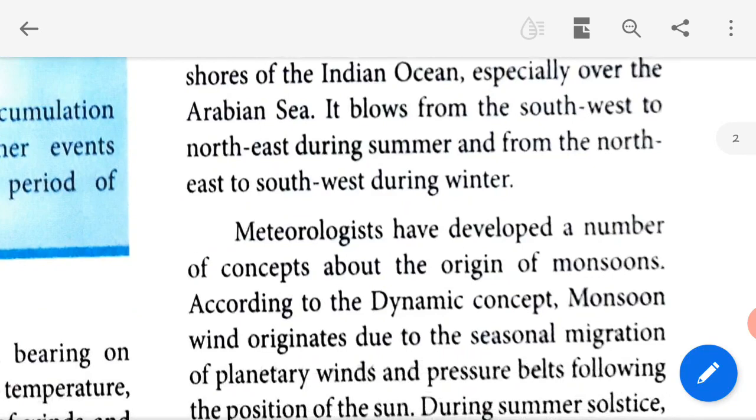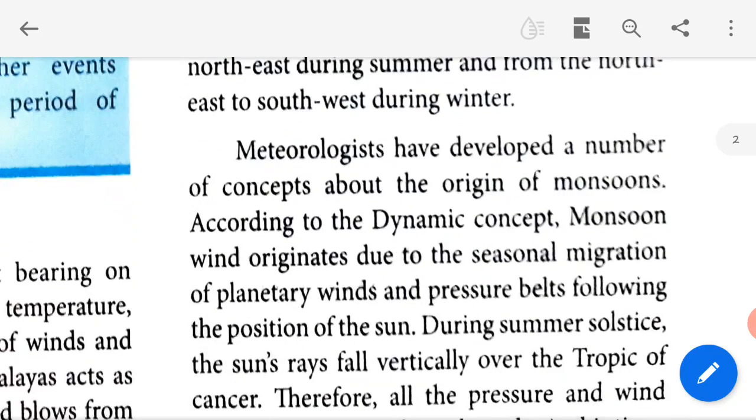Meteorologists have developed a number of concepts about the origin of monsoons. According to the dynamic concept, monsoon wind originates due to the seasonal migration of planetary winds and pressure belts following the position of the sun. So now why does monsoon wind begin? Because there is migration. Migration means movement of what? Planetary winds, and there is a pressure belt which is being formed due to the position of the sun.